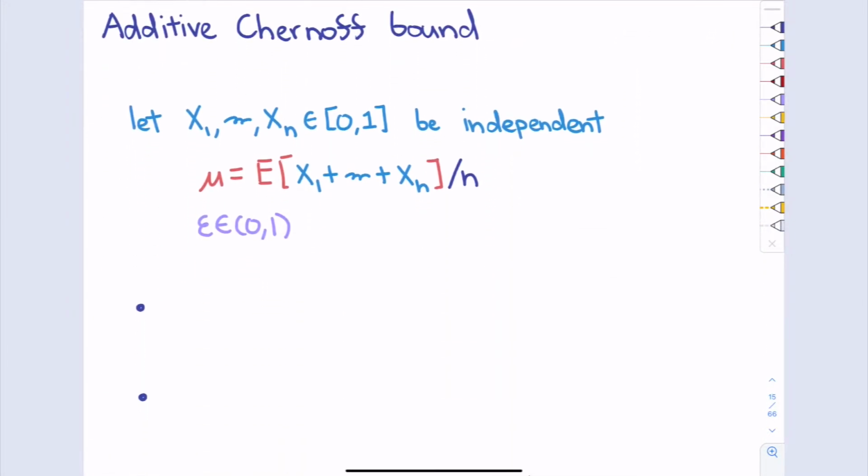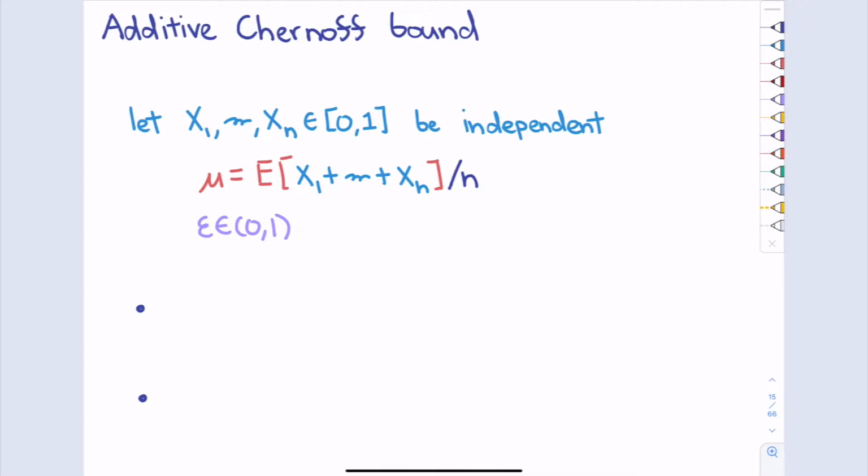So for an additive version, the setup is similar but different. Again, we're looking at the outcome of n independent experiments, each of which is bounded between 0 and 1. So the general theme is many independent but little bounded-size pieces. And rather than looking at their expected sum, I'm looking at their average. So I've added x1 through xn, but I divided by n, so that's mu now. If these were all coin tosses with the same probability p, then mu would be p. And epsilon is between 0 and 1.